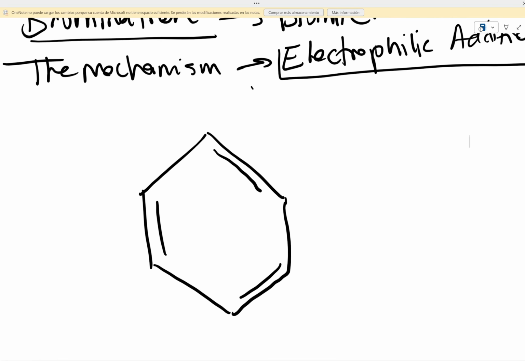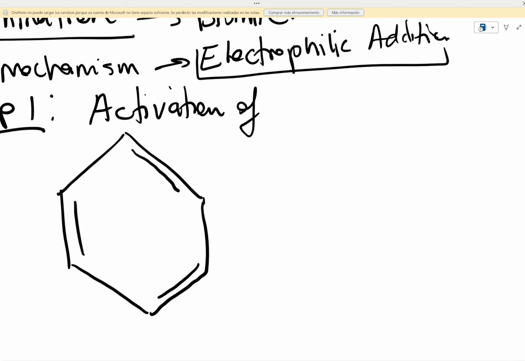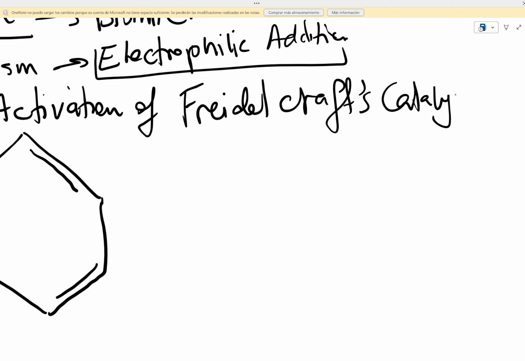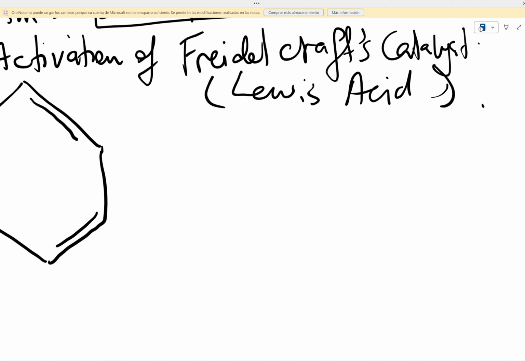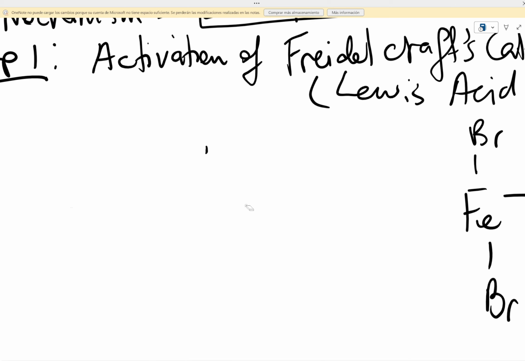So the first step, step one, is involving the activation of that catalyst. So activation of the Friedel-Crafts catalyst. Alright, and this is a Lewis acid. In this case we're going to be using FeBr3. So let's look at the activation of this catalyst first.